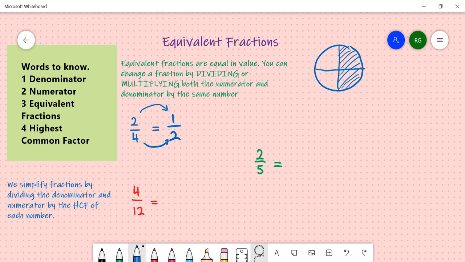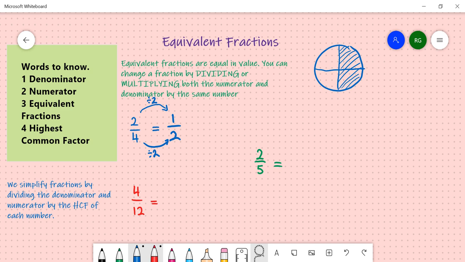Equivalent fractions are equal in value. You can change a fraction by dividing or multiplying both the numerator and denominator by the same number, or the highest common factor. So we're going to divide top line by 2, bottom line by 2. And that's how we get the 1/2. 2/4 and 1/2 are exactly the same thing.